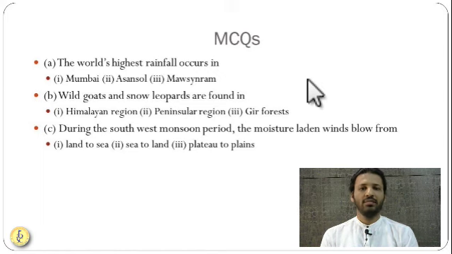Okay, so like every chapter that we finish, we take MCQs. So first MCQ: world's highest rainfall occurs in. Though it is not given or I haven't mentioned, just find it out. Wild goats, snow leopards are found. This we have seen. During the southwest monsoon period, the moisture-laden winds blow from.